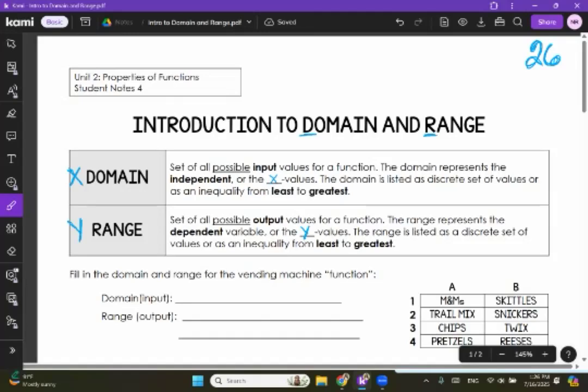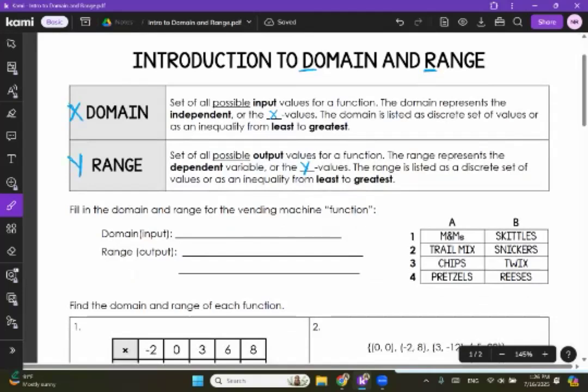It says fill in the domain and range for the vending machine function. Okay. What are all of the possible inputs? What are all of the possible codes that you can put into this vending machine? Well, I can type in A1, A2, A3, A4. I can type in B1, B2, B3, and B4. What are all the possible outcomes? What are all of the products that I can receive from putting in these inputs?